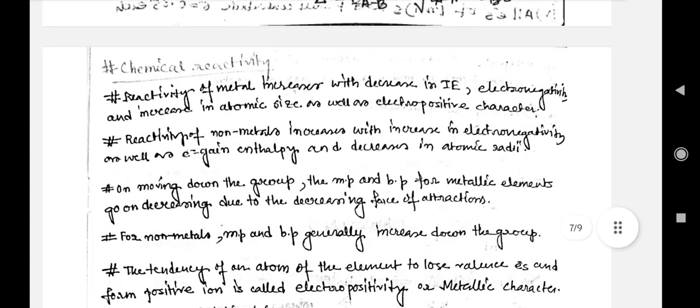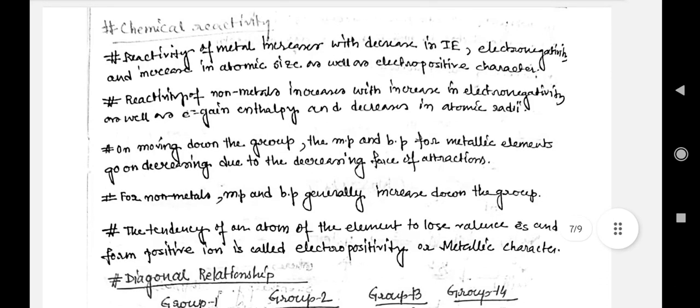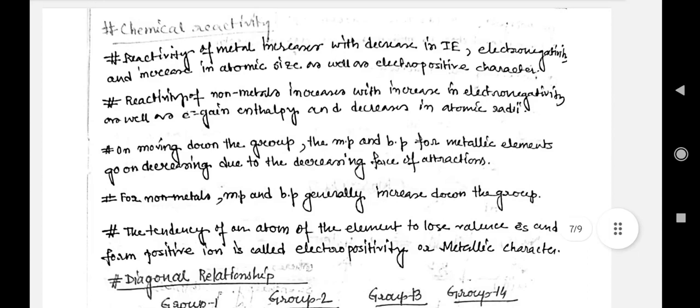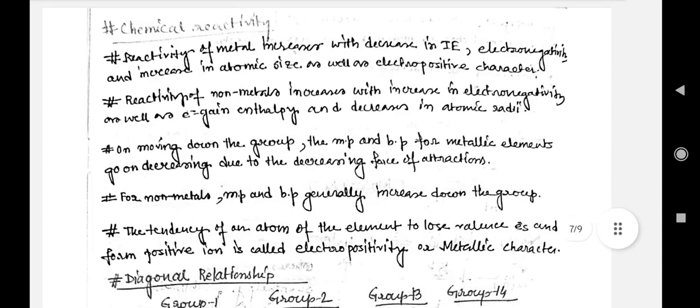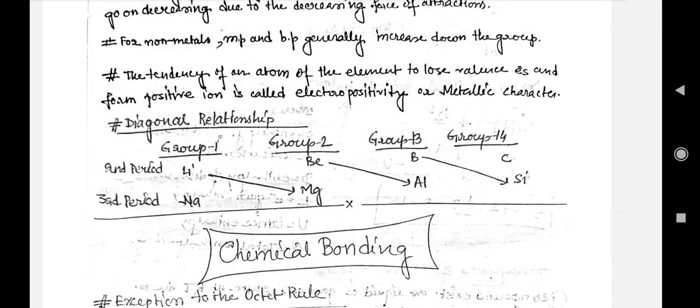Okay. On moving down the group, the melting point and boiling point of metallic elements go on decreasing. Why? Due to the decreasing force of attraction, because the number of shells increases from top to bottom, so their size gets bigger and bigger. That's why their attraction pull decreases. Due to this, their melting point and boiling point decrease. For non-metals, the melting point and boiling point generally increase down the group. That is the opposite character.